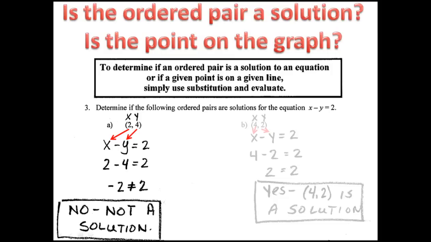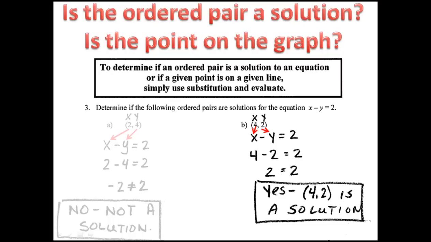In example B, they ask us to evaluate (4, 2). Is the point (4, 2) a solution, or is the point (4, 2) on the graph of this line? Well, again, I plug the numbers in. I substitute them in. 4 minus 2 gives me 2. I have 2 equals 2. That is true. Therefore, the point (4, 2) is a solution to this equation. Or if I were to graph that line, that point (4, 2) would be on the graph.